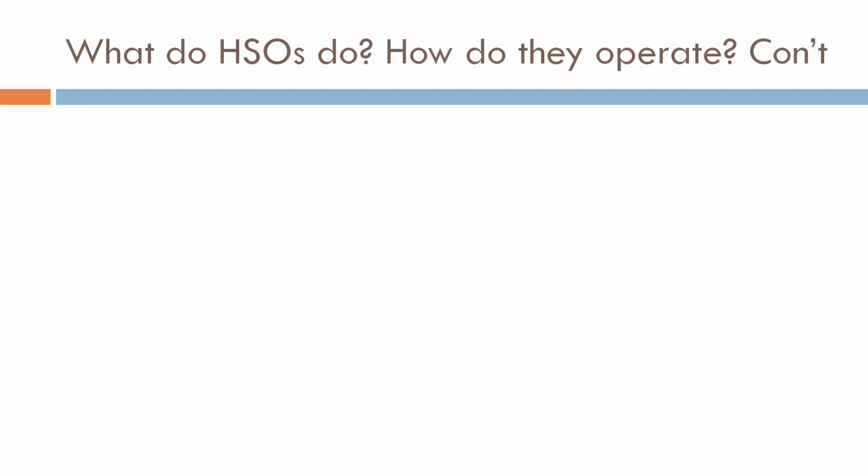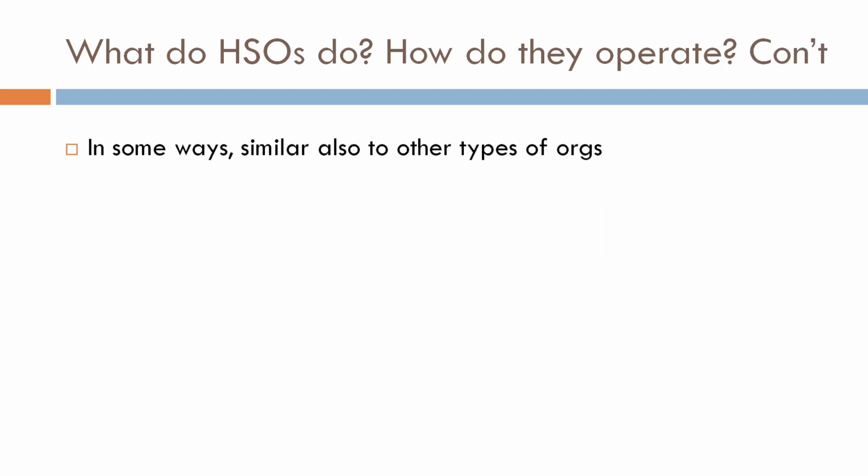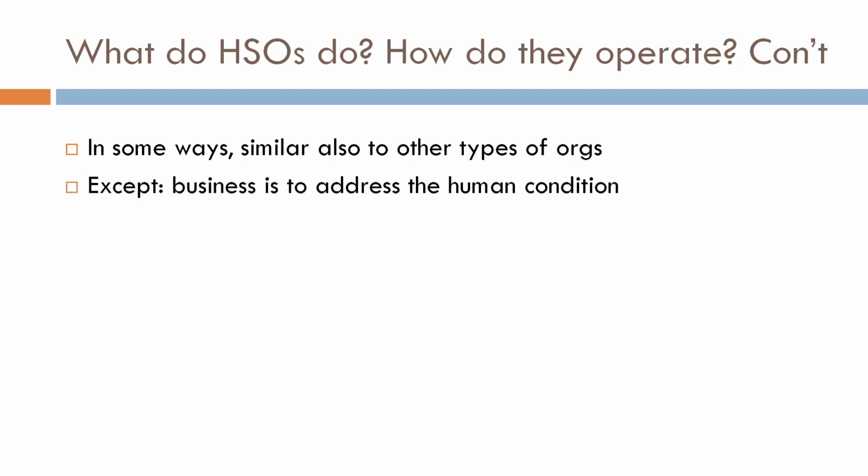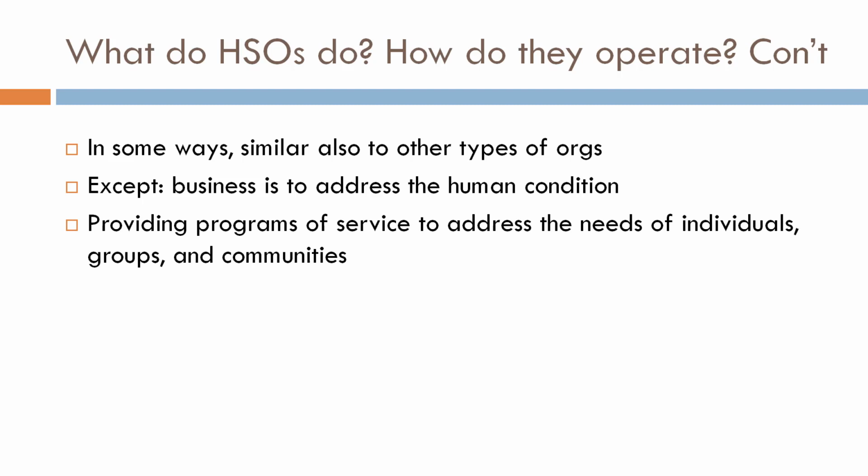And in some ways, they are very similar to other types of organizations, such as businesses, except the business of human service organizations is to address the human condition rather than produce a product in the case of business. So they are in the business of providing programs of service to address the needs of individuals, groups, and communities. And how do they do this? By planning, provision, and evaluation of a wide range of services to prevent or ameliorate interpersonal, community, and social problems.